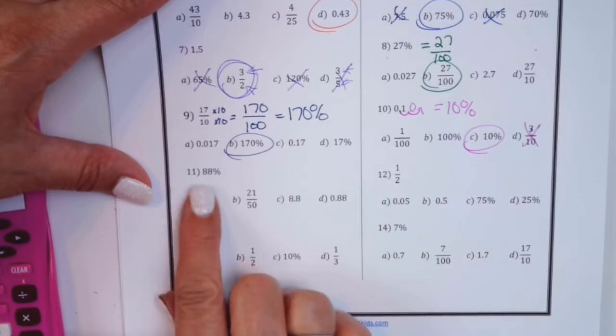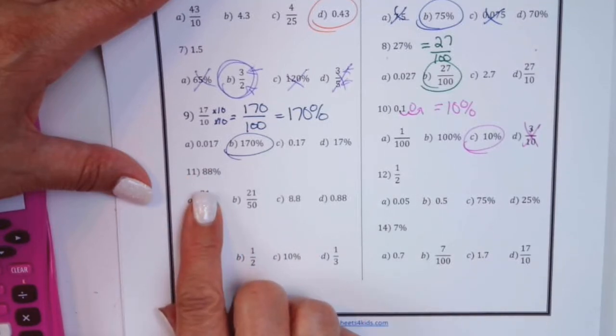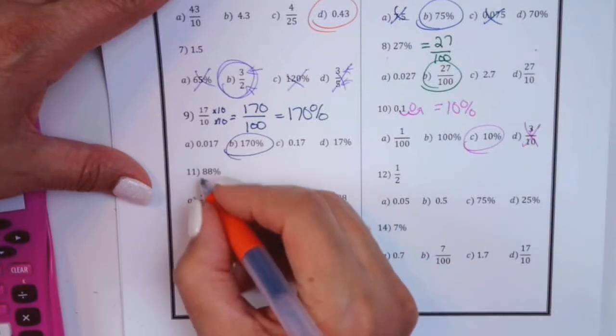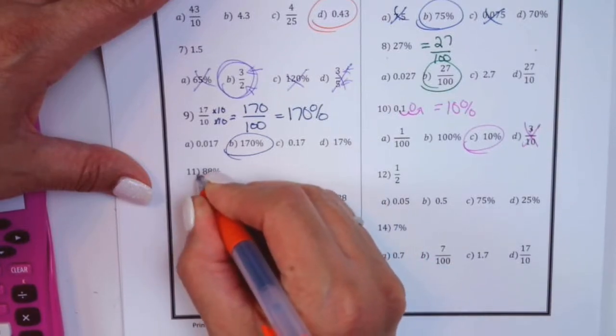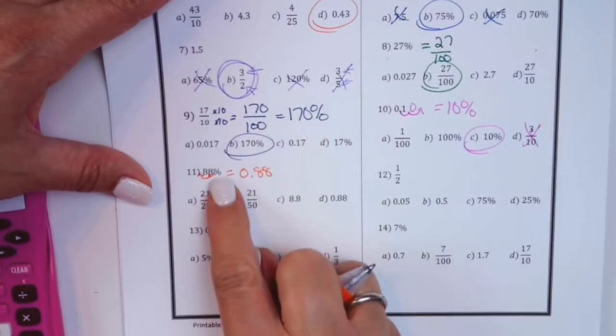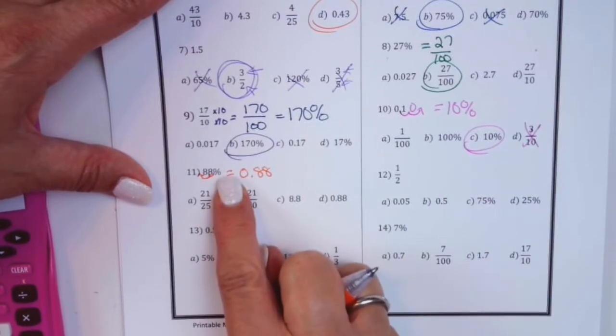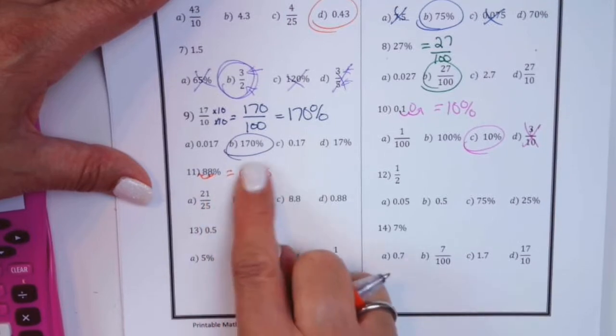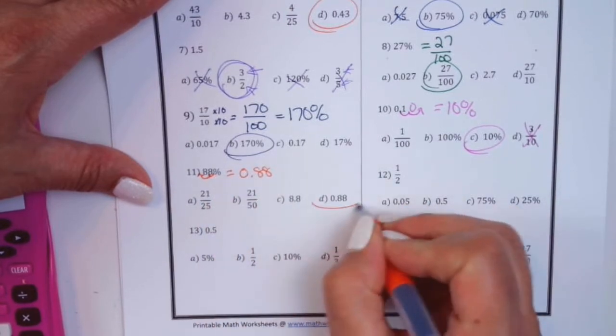Okay, number 11, 88%. Well, we can see what happens when we just move the decimal point 2 to the left. 1, 2. We get 0.88. And remember, we're dropping that percent sign when we do that because we've already divided by 100. So we've used it. So 0.88, here's our answer.